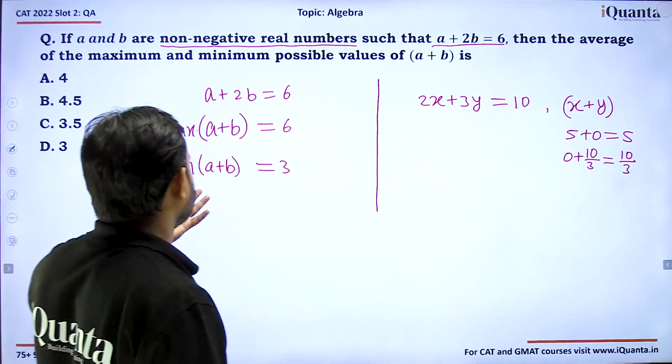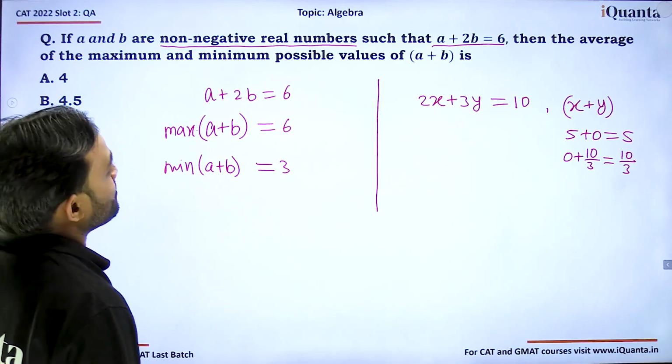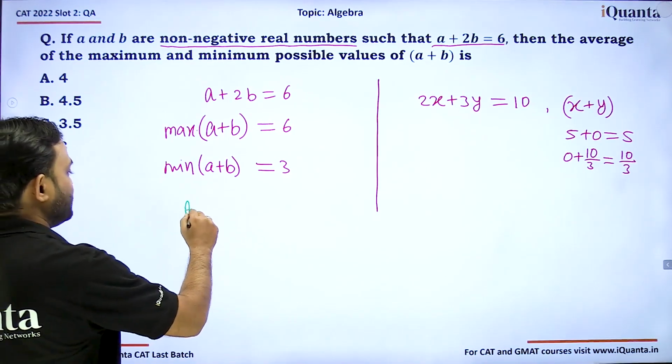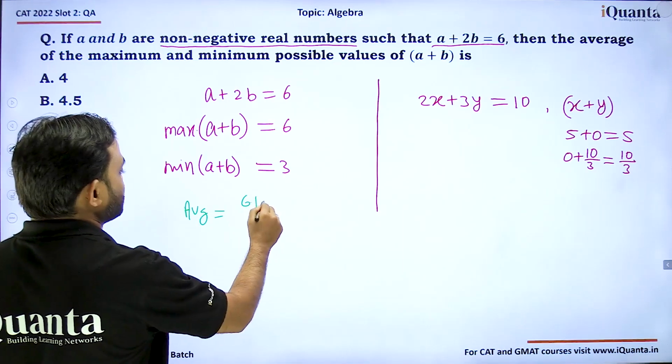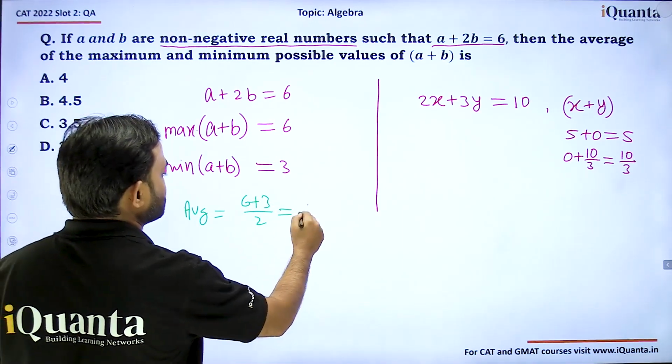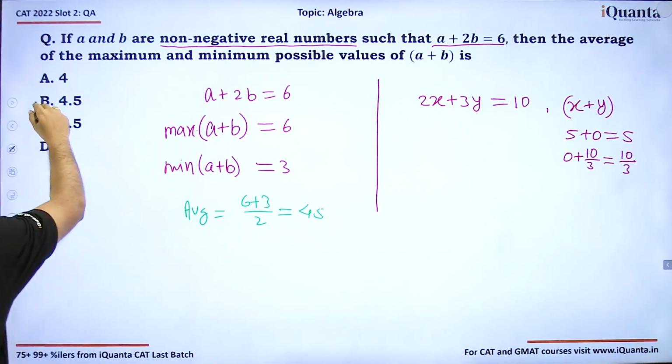This is what we are doing here. Now the question is, what is the average? So the average will be equal to (6 + 3)/2. 9/2 is 4.5, which is option B.